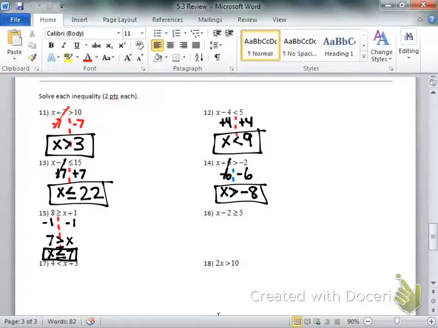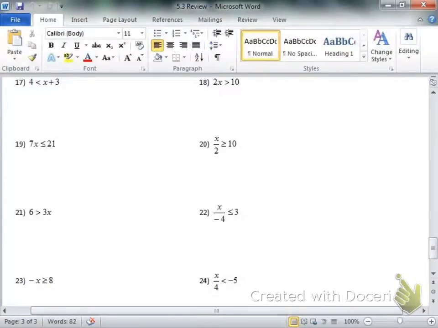Alright, number 16. What should I do? Add 2. So that's x is greater than or equal to 7. Alright, I'm going to pause there. Any questions?